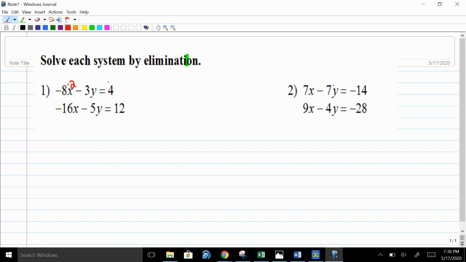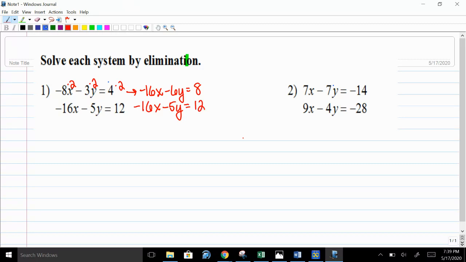Now, if you remember from the earlier problems that we did, like when we had to change the signs, whatever you do to one thing in an equation, you have to do to the whole thing. So if I multiply that 8 by 2, I've got to multiply this by 2, and I've got to multiply that by 2. You're allowed to do whatever you want as long as you do it to the entire equation. So that top equation now is negative 16x minus 6y is equal to 8. The bottom equation we did not change. Negative 16x minus 5y is equal to 12.